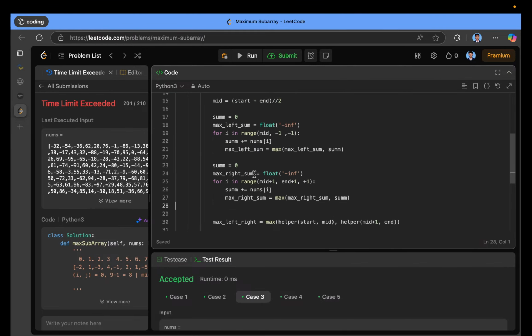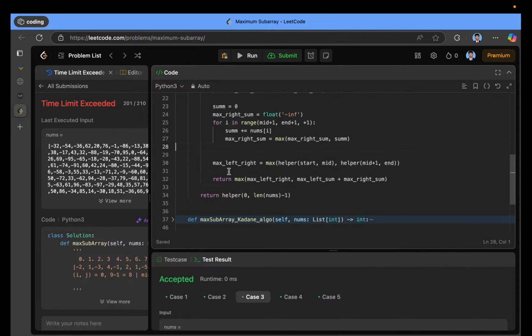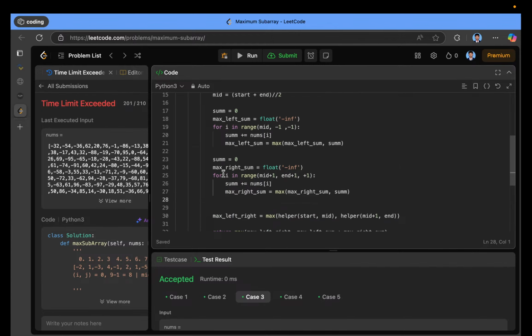Because I am using Python and recursion. We are calling the function again and again. So in that case, Python doesn't work. I knew this. That's why I tried to ignore it.